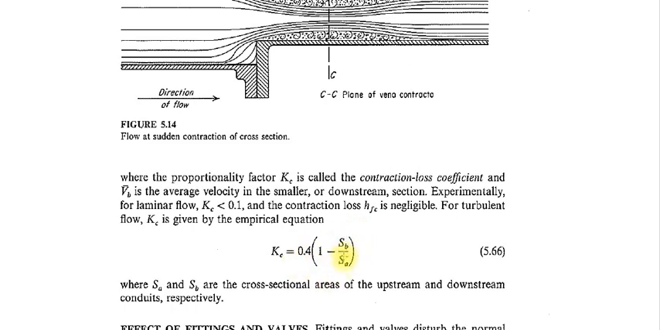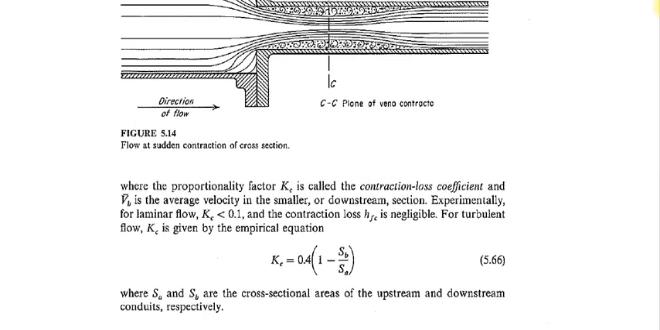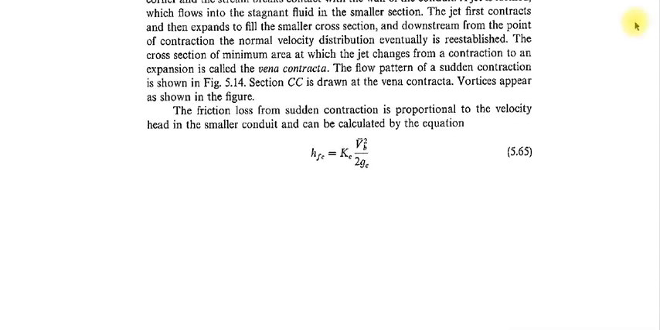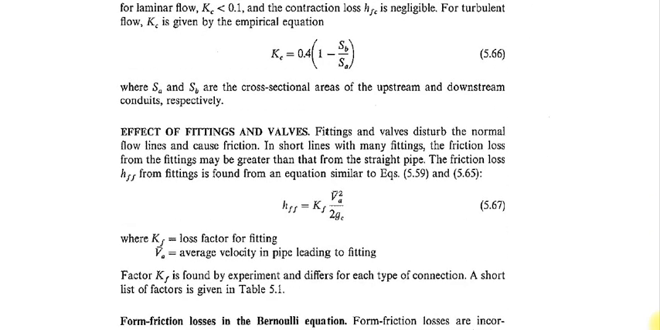When you substitute the values of cross sectional area in this equation, you will get the value of Kc. When you get the value of Kc, you substitute it here, and you will get the friction loss due to the sudden contraction. Okay. Now you have the friction loss due to the sudden expansion, and the friction loss due to the sudden contraction. Now the friction loss due to the different types of fittings and valves.